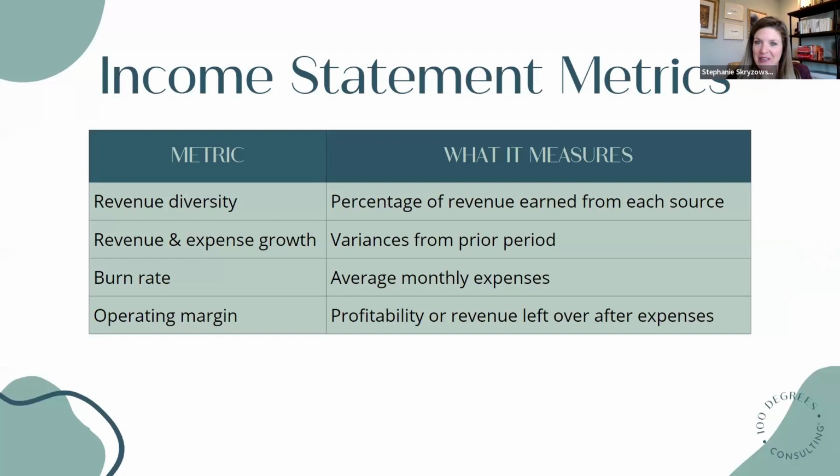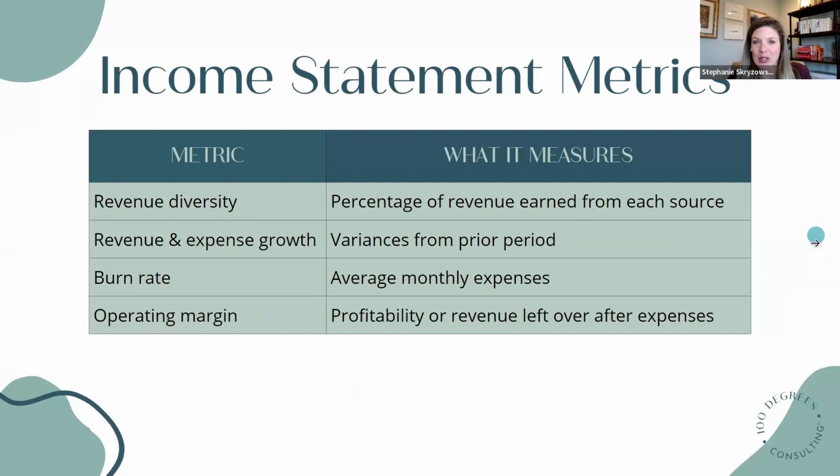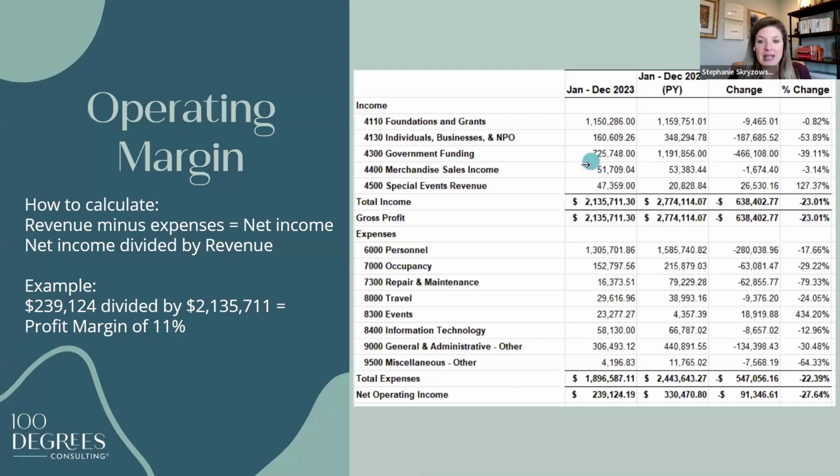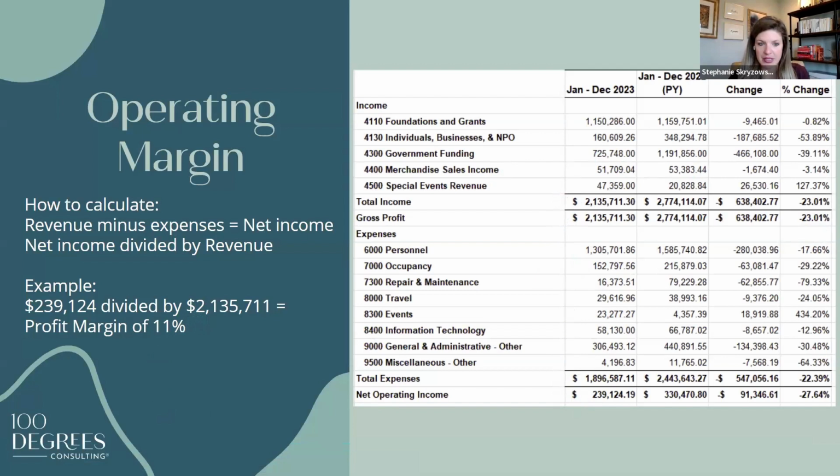The fourth metric from our income statement is our operating margin. In the business world, this might be called our profit margin, right? This is just measuring the percentage of revenue left over after expenses. So basically, we're taking this number down here, this 239,000. This is how much revenue minus expenses, 239,000 surplus. And we're dividing it by our total income, and we have a profit margin of 11% or an operating margin of 11%.